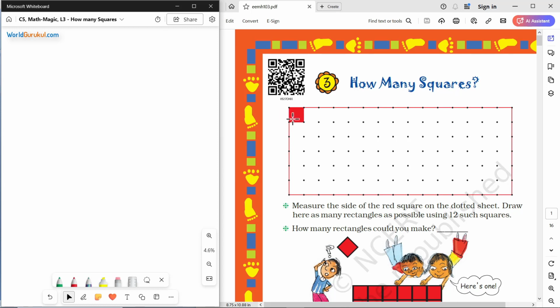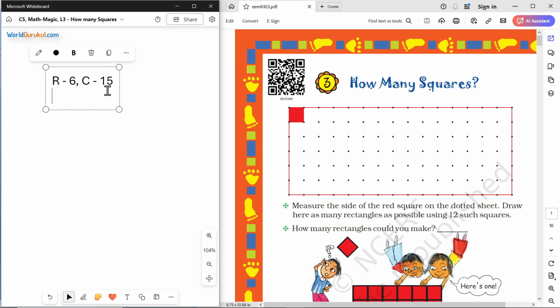Now, how many rows are there? 1, 2, 3, 4, 5, 6. 6 rows are there, right? And the columns. The rows we have 6, and let us count columns. 1, 2, 3, 4, 5, 6, 7, 8, 9, 10, 11, 12, 13, 14, 15. So I got 15 columns. Okay, you got the clue? Can you please tell how many squares can be drawn with these dots?